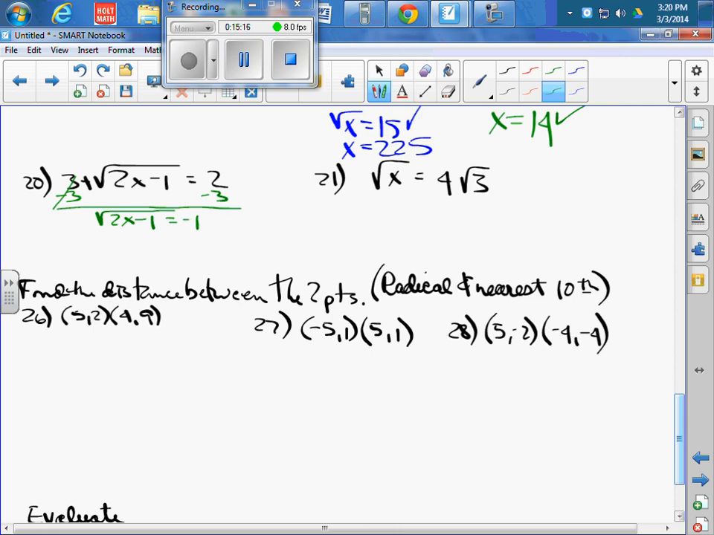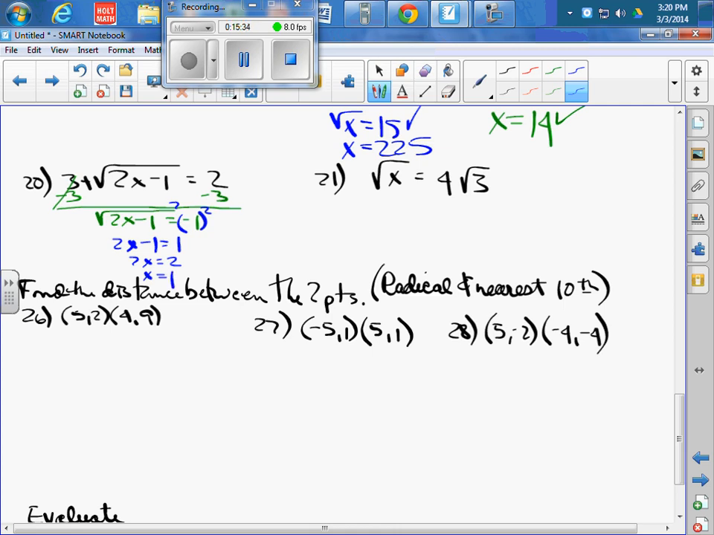When I square both sides, and when I say square both sides, I mean square both sides. Take this entire side and square it. I get 2x minus 1 is equal to 1. When you add 1 to both sides, you get 2x is equal to 2. And when you divide both sides by 2, you get x is equal to 1.